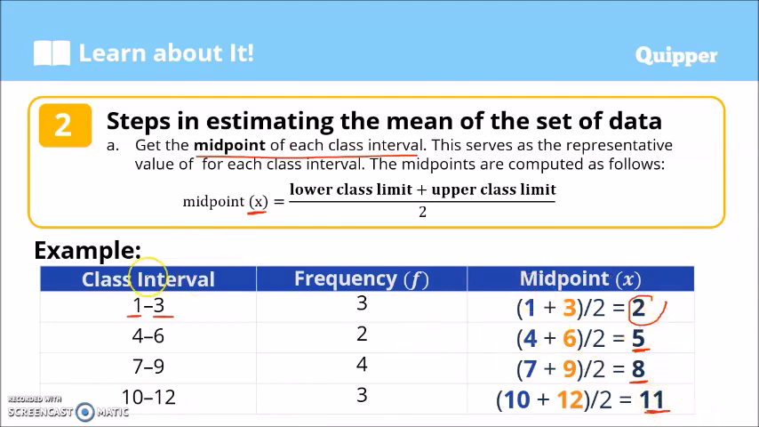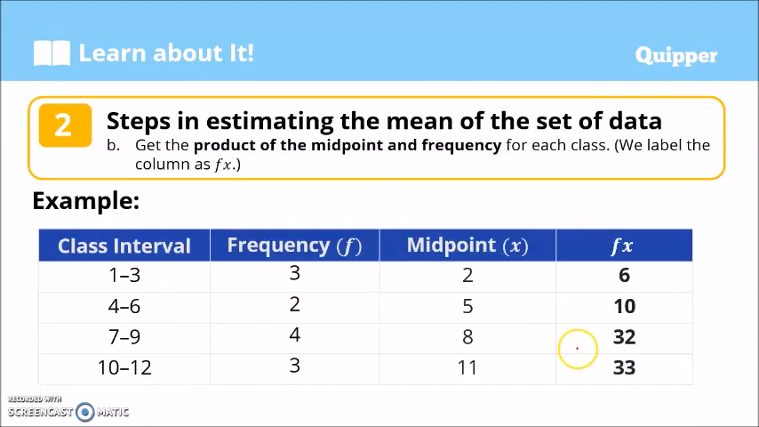So, when we say midpoint, yung nasa gitna ng class interval yan. Okay? Yung nasa gitna. So, ang nasa gitna ng 1 and 3 is 2. Gitna ng 4 and 6, that's 5. Okay? Gitna ng 7 to 9 is 8. Gitna ng 10 to 12 is 11. Okay? So, again, we can compute for the midpoint by adding the lower and the upper class limits and divide it by 2. Okay. Bakit natin kino-compute yung midpoint? Kasi kailangan natin siya when we compute for the estimated mean mamaya.